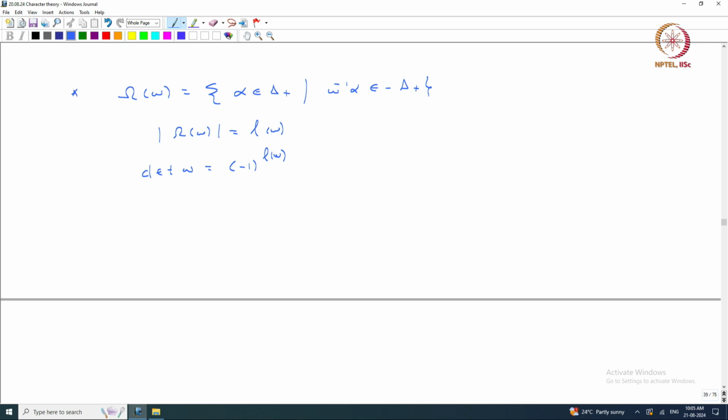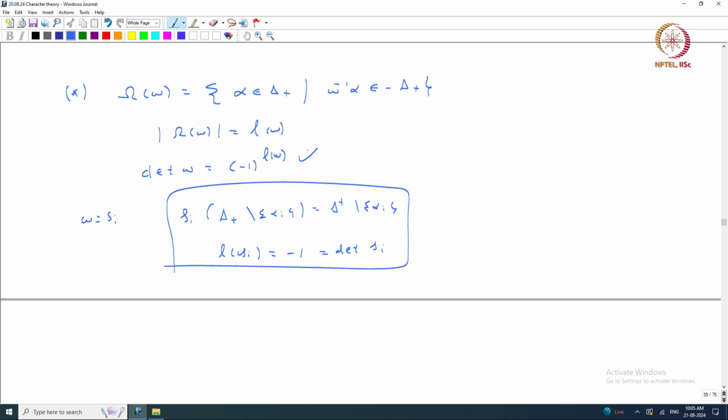Note that this is indeed true for a simple reflection s_i. When W equals s_i, we know that s_i of delta plus minus alpha_i is nothing but delta plus minus alpha_i. In particular, the length of s_i is 1, and the determinant of s_i is minus 1. So this is the reason this is holding. Now we use induction to analyze what will happen to the length of W s_i, induct on the length and try to prove this.